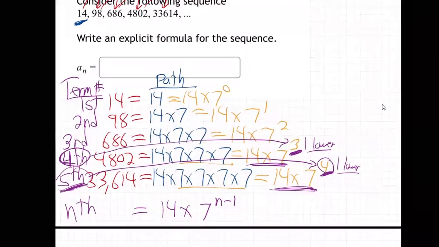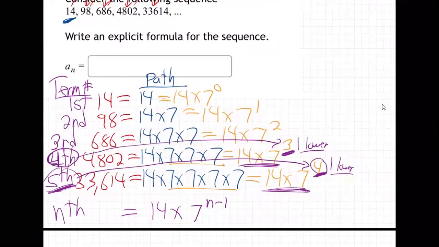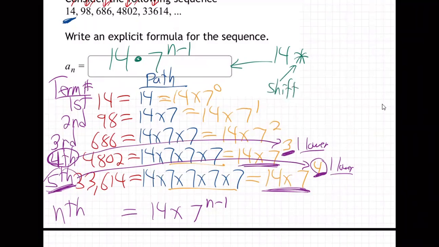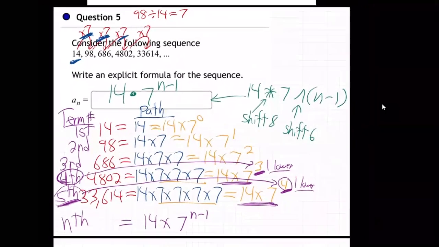So there we go. There it is. Let's write it up here. This is going to be 14 times 7 to the power n minus 1. I think the way you type that in is 14 and then the asterisk, which is the shift 8 above the 8 on your keyboard. 7 to the power, and that up arrow thing is the shift 6 above the 6, parenthesis n minus 1. There it is, 14 times 7 to the n minus 1.